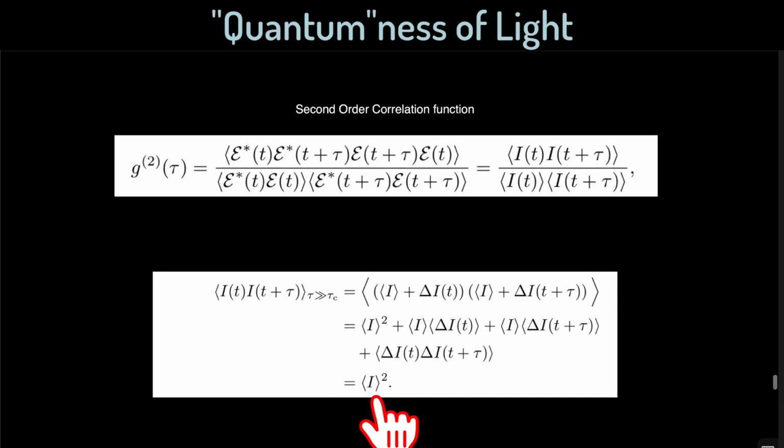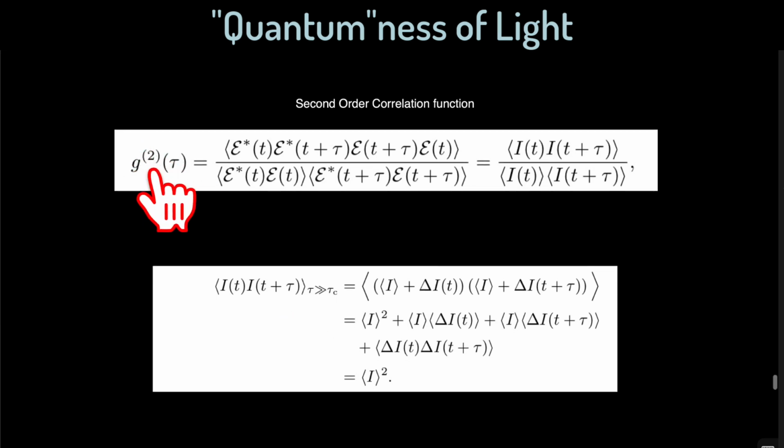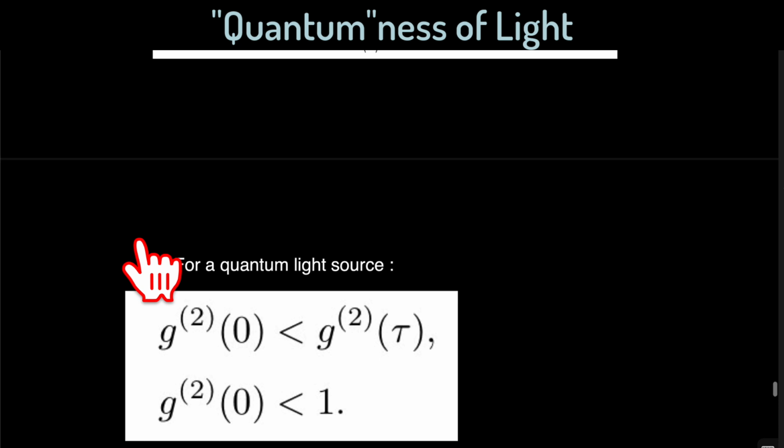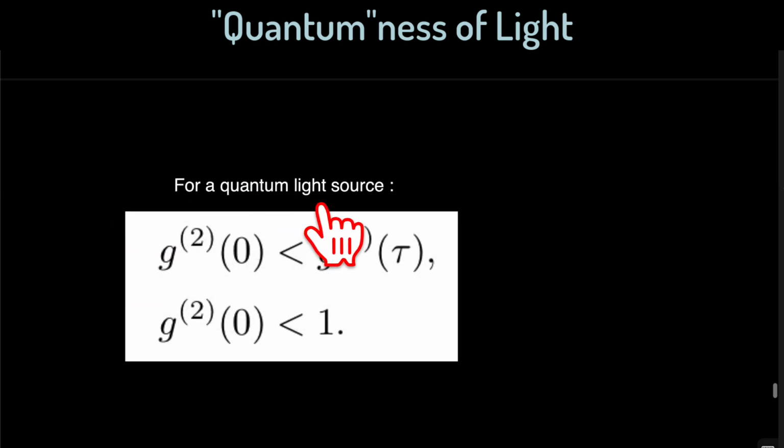What is interesting here is to ask what values this G2 can take. For a coherent source, the G2 as a function of tau is essentially equal to 1. Whereas if you take G2 for any other source, let's say chaotic sources or some other kind, as tau reaches the value of 0, you essentially have a value which is much greater than 1. Now, the interesting aspect is that for a quantum light source, this G2 value always happens to be less than 1. We'll come back to this concept in a few minutes.